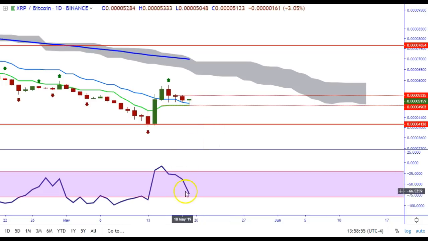So one thing that I use is the Williams percent R. So I'm looking for that Williams percent R to drop down to this negative 80 level. Even if it violates the negative 80 level, if it violates negative 80, it should be violating this level down here also.